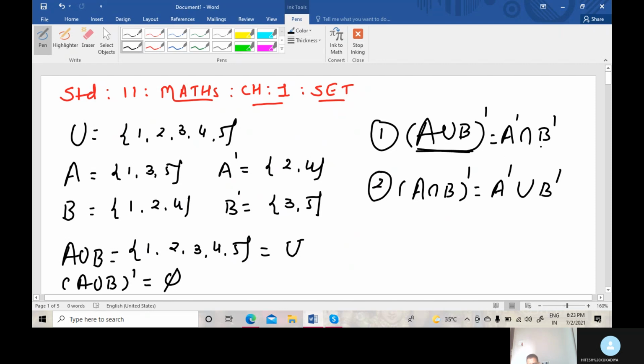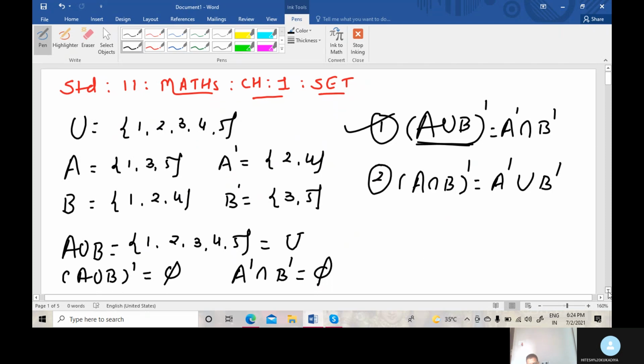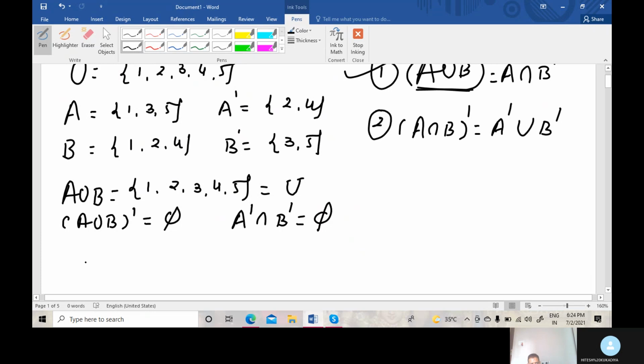Now the RHS is A dash intersection B dash. What about A dash intersect B dash? Which elements are common in these two sets? No common elements, so again the answer is the null set. Look here, first law verified. Okay, now we discuss the second law.